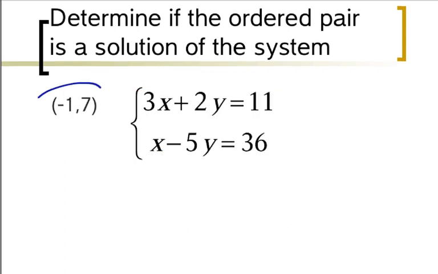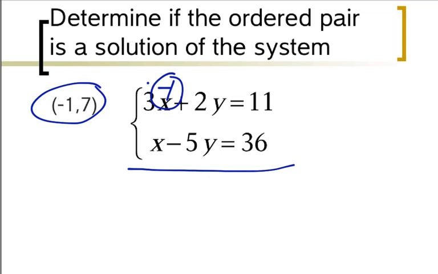So let's try another one. I've got negative 1, 7, and this is my new system, so I plug it in. Put in my negative 1 right here, and I'm going to be timesing that by the 3, so it's going to be negative 3 plus 2 times 7, which is going to give me 14. So negative 3 plus 14 does give me 11, so that one checks out, but I don't get to say it's a solution just yet. I have to plug in the second one.